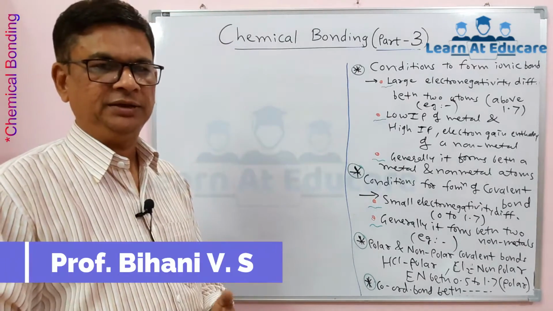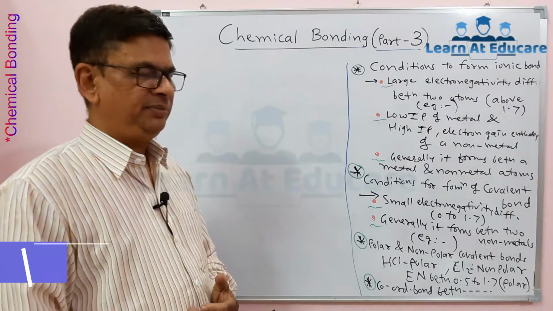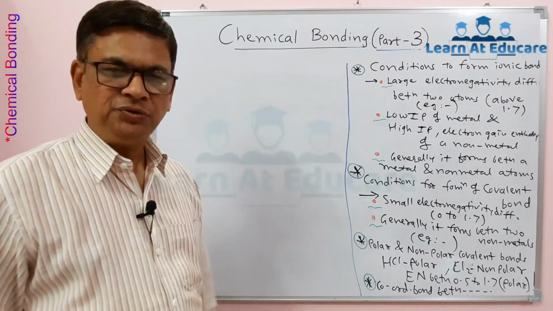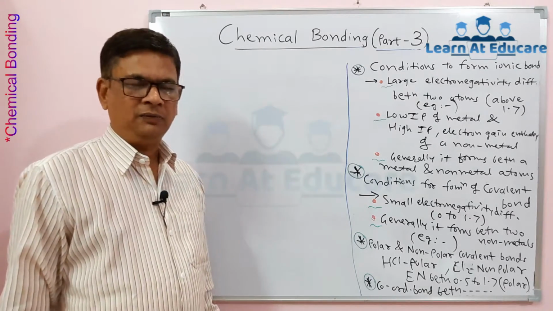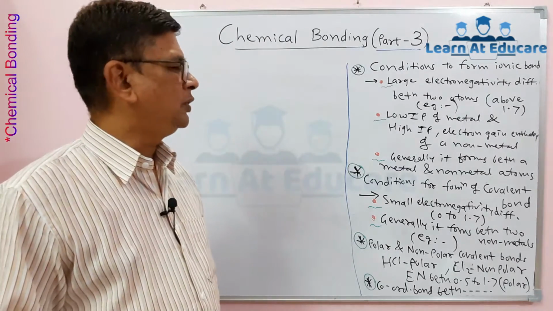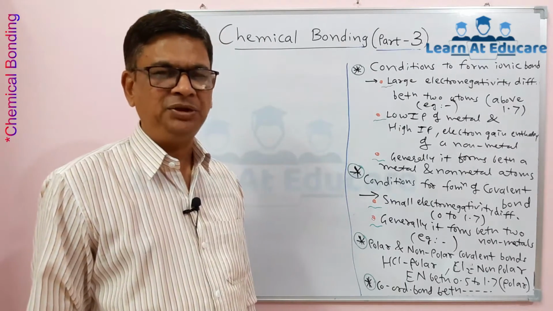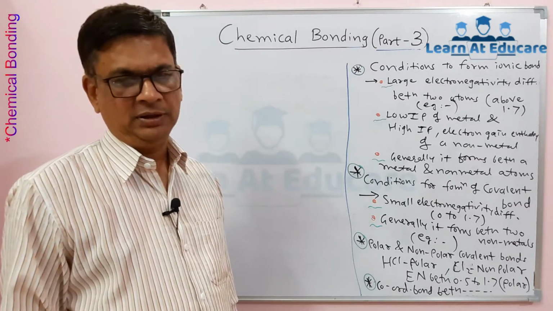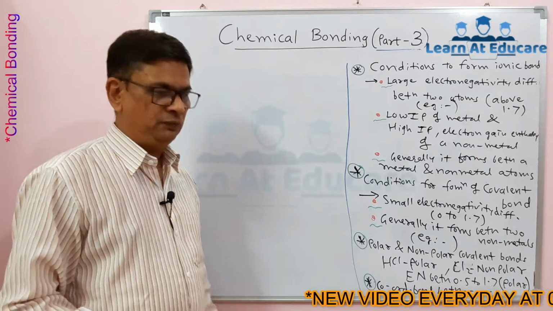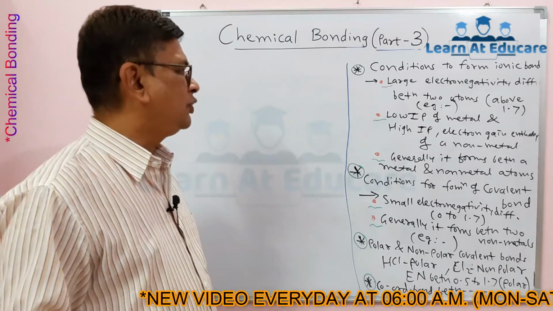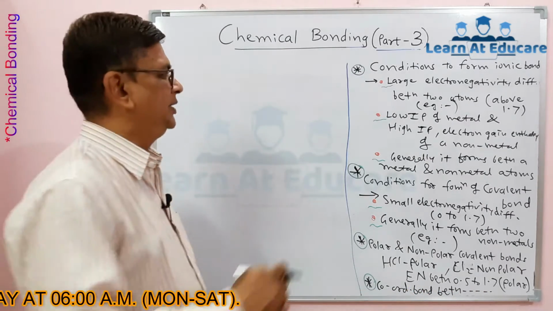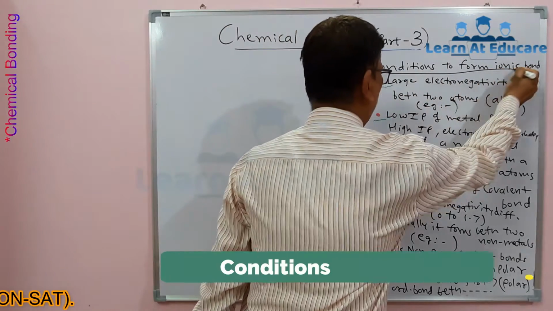This is Bihani and we will continue our chemical bonding discussion in this third part. In the previous two sessions we have seen why atoms combine, how they combine, and how the covalent bond and ionic bond, the two main types of chemical bond, are formed. The third type is also there, the coordinate bond. But today we will see when an ionic bond is formed, when a covalent bond is formed, and what the condition is for coordinate bond formation. First we'll deal with the conditions to form an ionic bond.